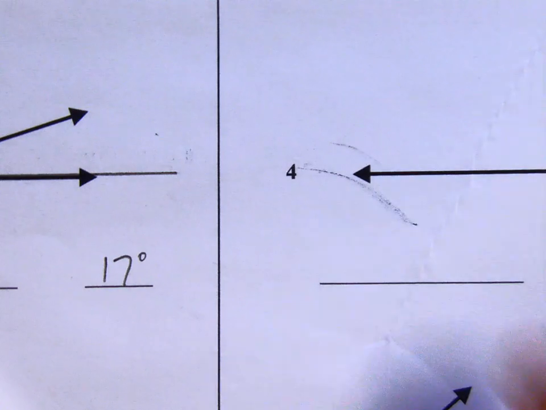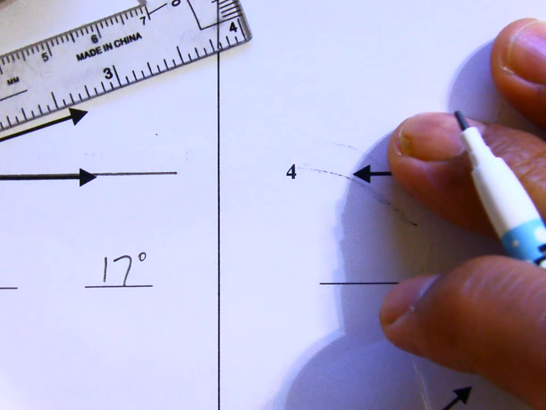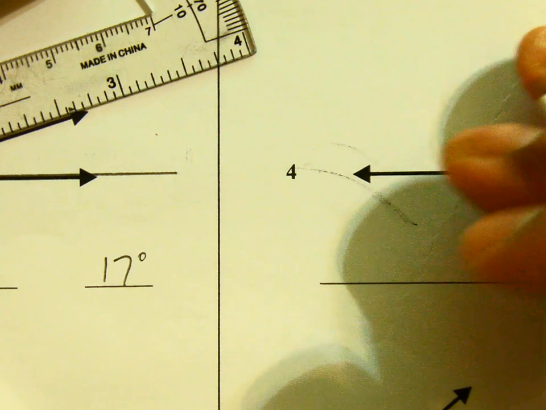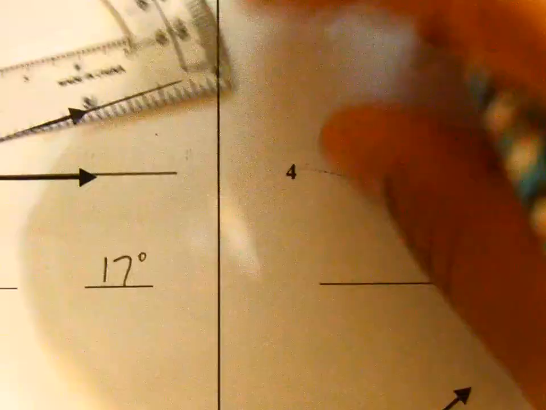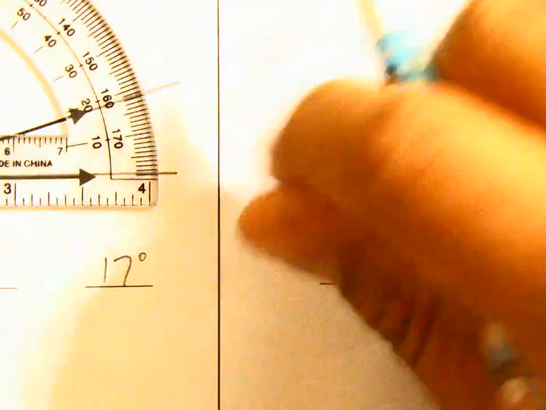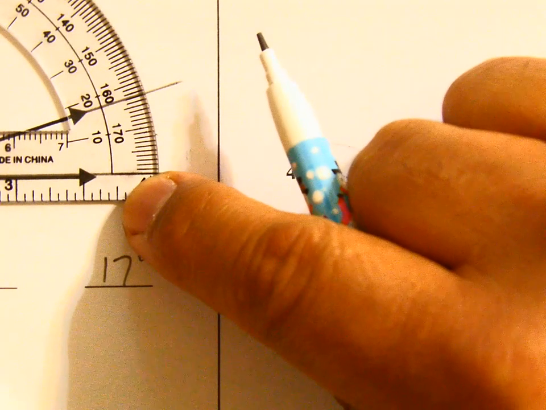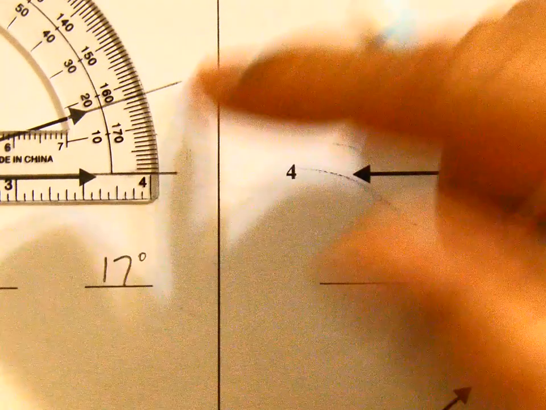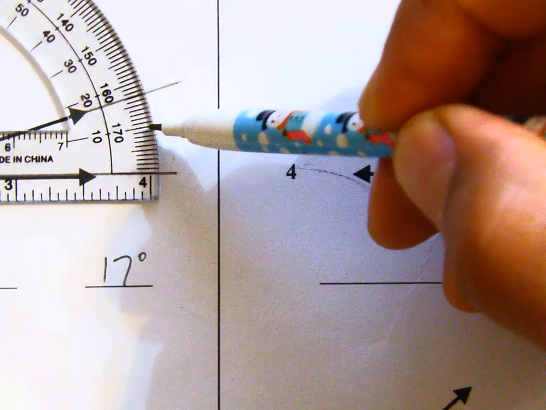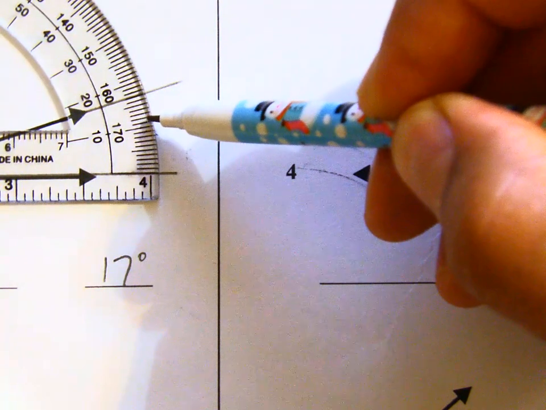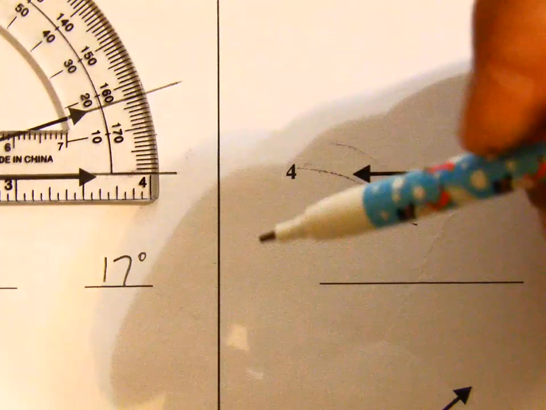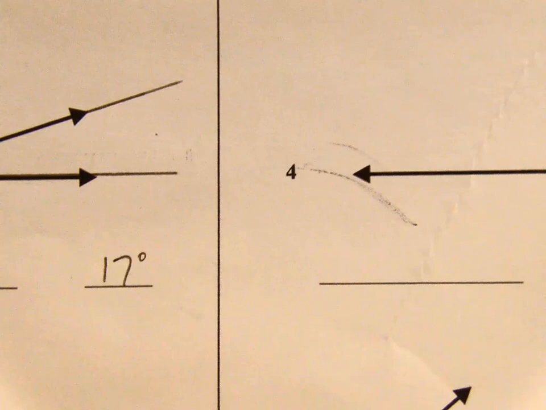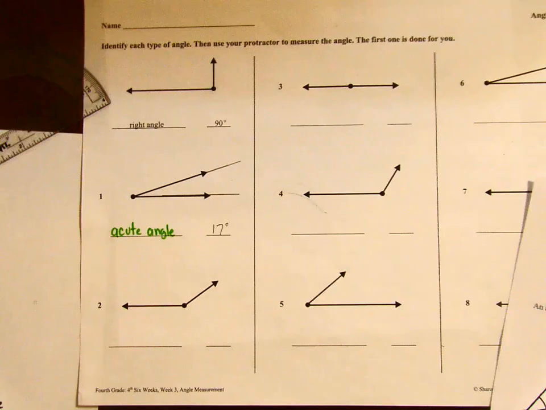Again, if I can't see where that ray is, I can use the edge of my protractor and stretch out that ray. So now when I put it back on where it needs to be, I can see exactly where it is. So this is 10. That would be like 10, 11, 12, 13, 14, 15, 16, 17. So this one is 17 degrees. So 17-degree angle, it's an acute angle.